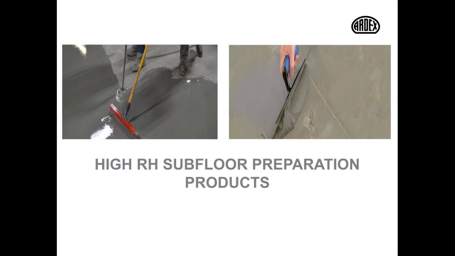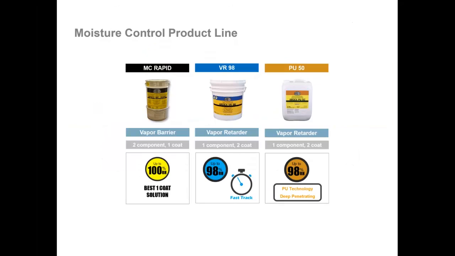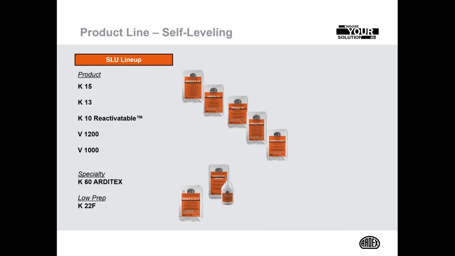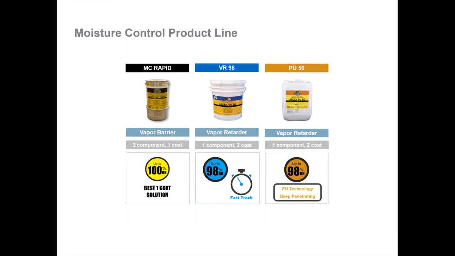High RH subfloor prep products. Okay, we have a full line of mitigation products. MC Rapid is our 2-component 100% solids epoxy. Tremendous experience and success with this material. It actually exceeds ASTM F3010. It has a permeability of 0.06 perms via E96.